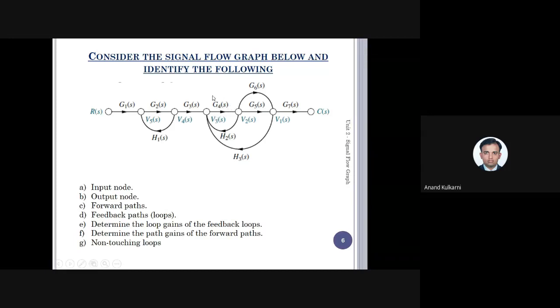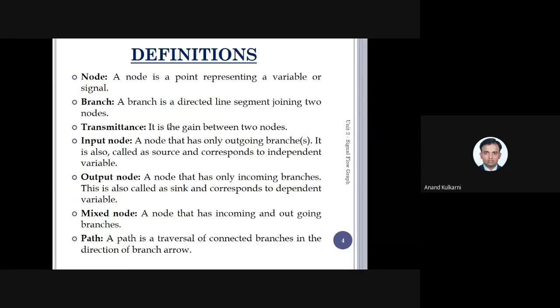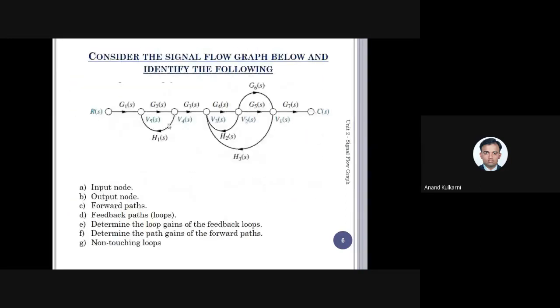It is nothing but the gain which is associated between the two nodes. That is the transmittance. And what is the path? Path is the traversal of the connected branches in the direction of this. So this is the path. Path is nothing but the direction in which the signal is moving. Path is nothing but the direction between the two nodes. That is nothing but the path.